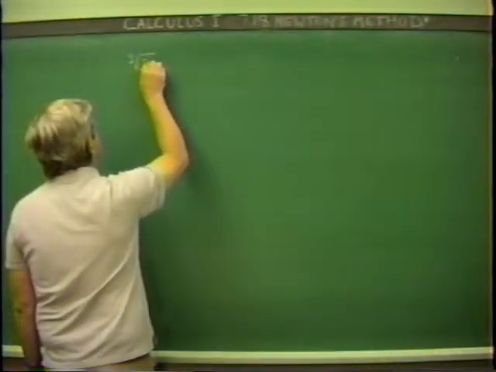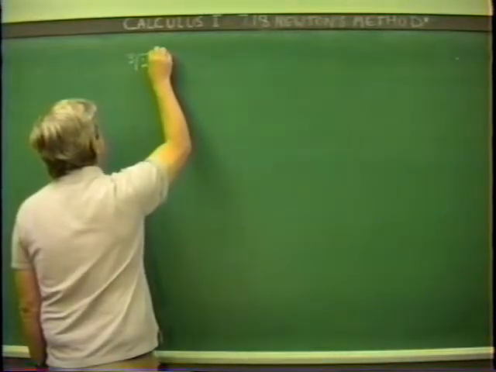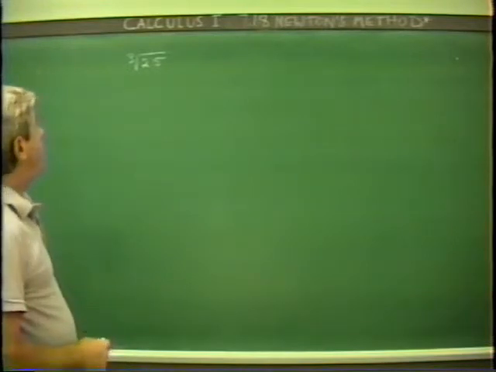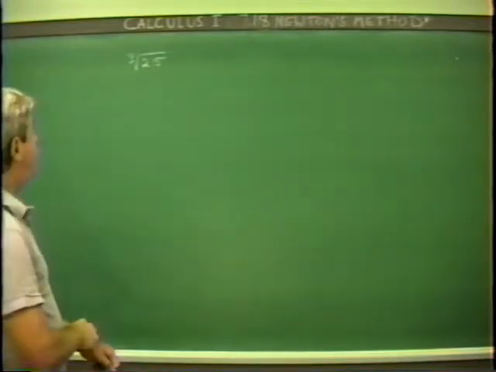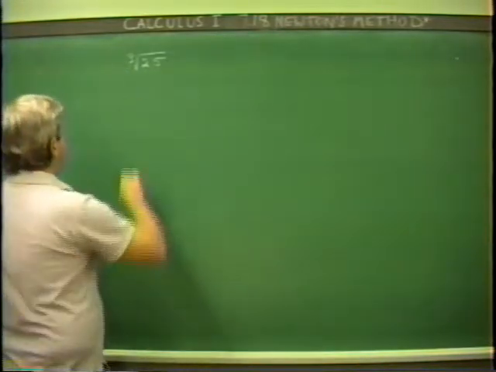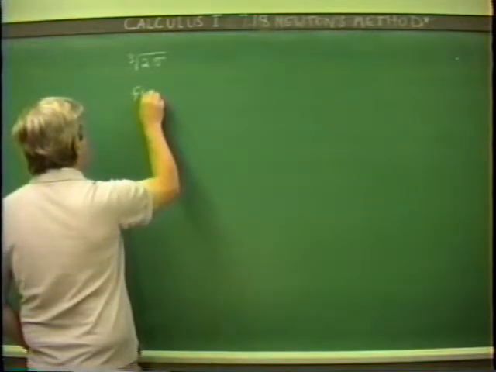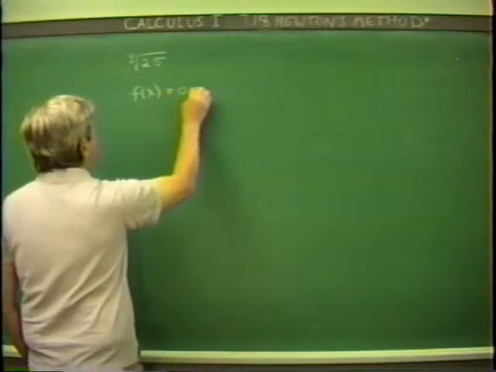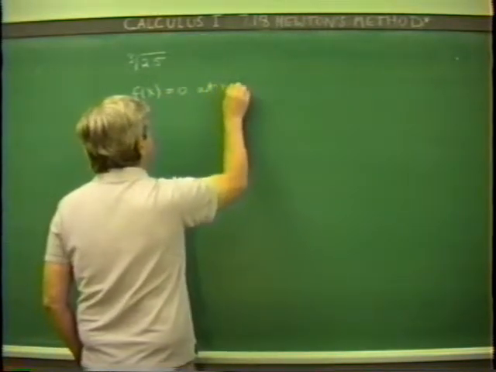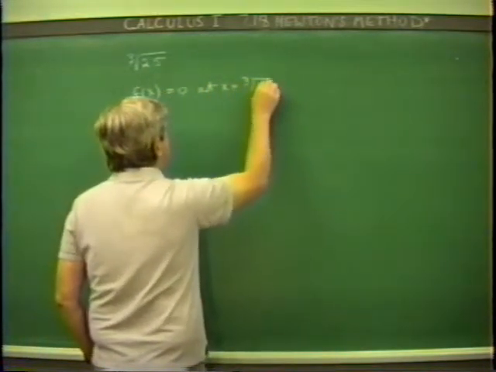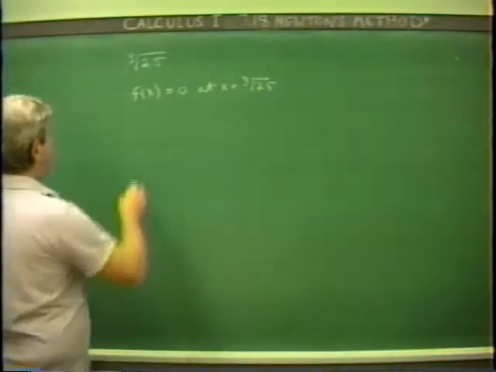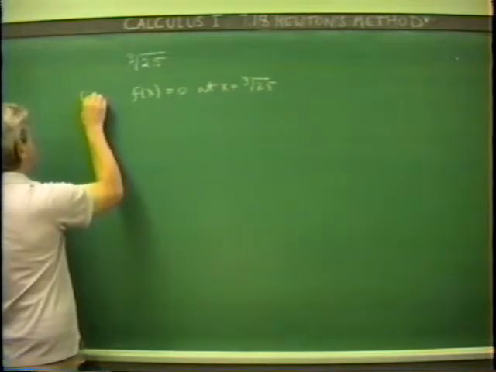We want to take a look now at how Newton's method can be used. Let's again look at the problem of approximating the cube root of 25. The cube root of 27, of course, is no problem. The cube root of 25. All right. Now, in order to use Newton's method to approximate this, we need to find some function f of x, right, so that f of x is equal to 0 at x equals the cube root of 25.